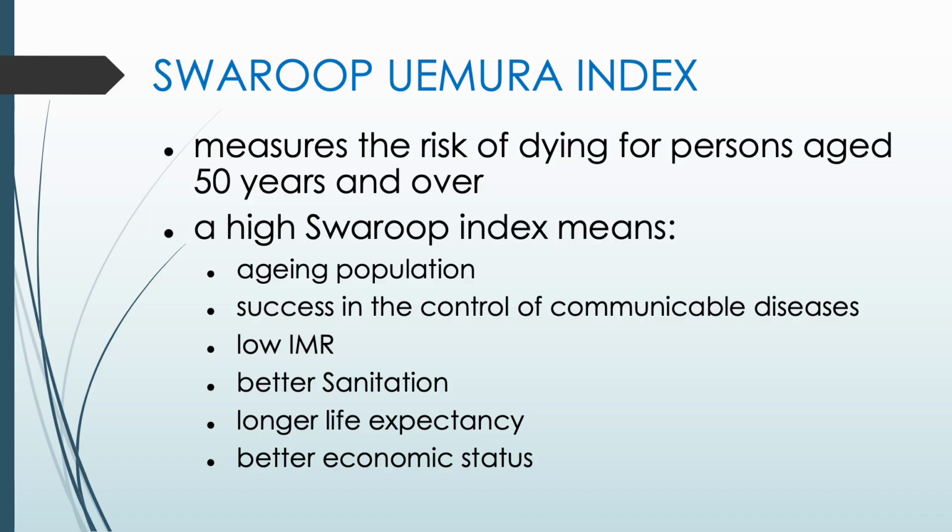The Swaroop-Omran Index measures the risk of dying for persons aged 50 years and over. A high Swaroop Index means aging population, a success in the control of communicable disease, a low infant mortality rate, better sanitation, longer life expectancy, and better economic status. So the higher this rate, the better is the health status of the population. This is a good indicator in comparing the health status of different countries.